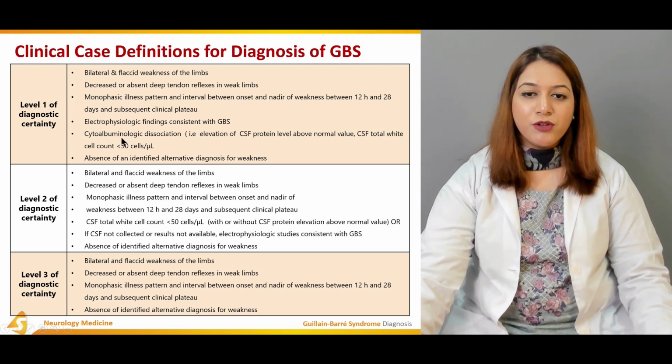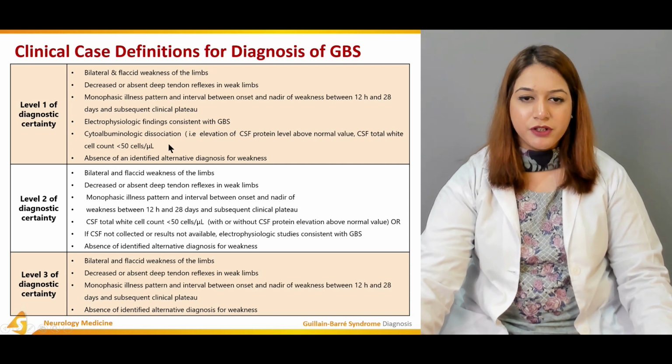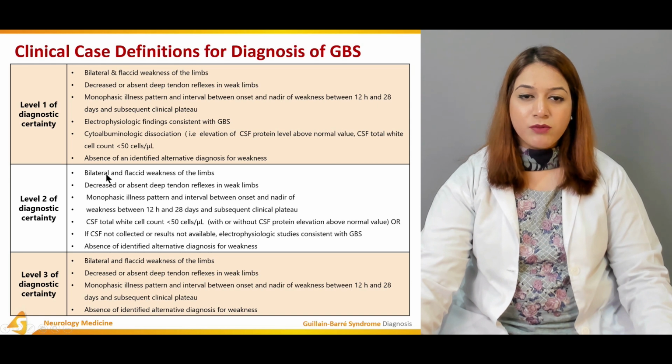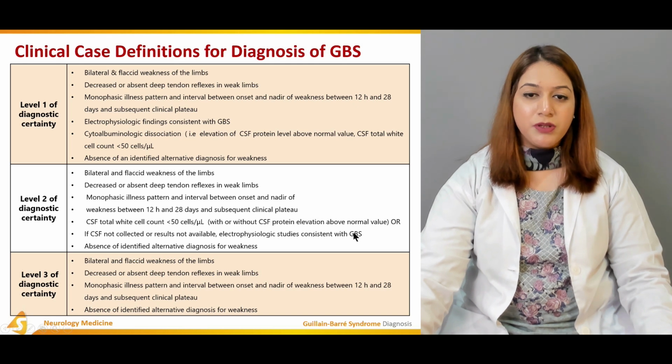The cytoalbuminologic dissociation, that is elevation of the CSF protein level above normal value, and the CSF total white cell count will be up to 50 cells per microliter, and there will be absence of an identified alternative diagnosis for weakness. This is the level 1 of diagnostic certainty. The level 2 of diagnostic certainty is almost similar, except for the fact that the CSF total white cell count will be 50 cells per microliter with or without CSF protein elevation above normal value, or if the CSF is not collected or the results are not available, electrophysiologic studies should be consistent with GBS. This is level 2 of diagnostic certainty.